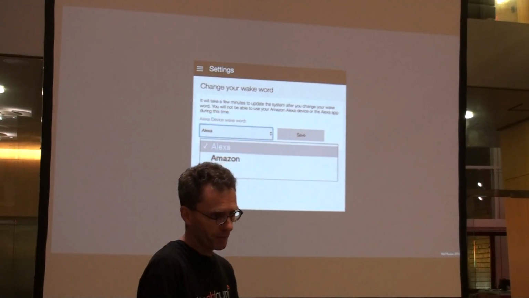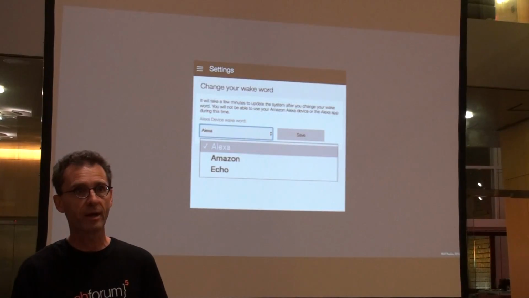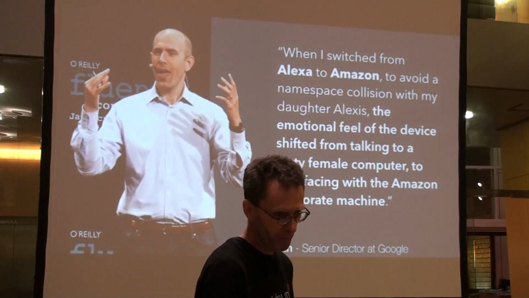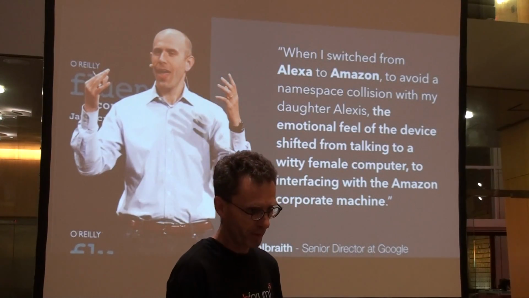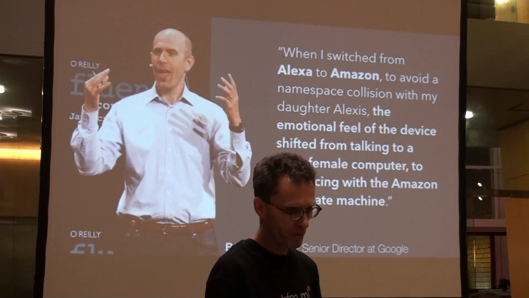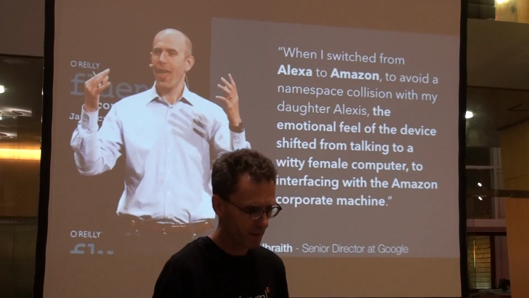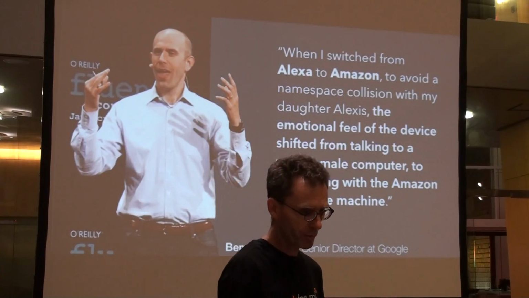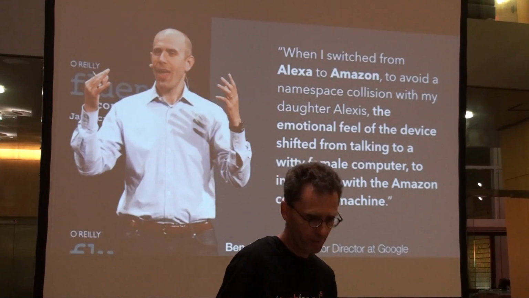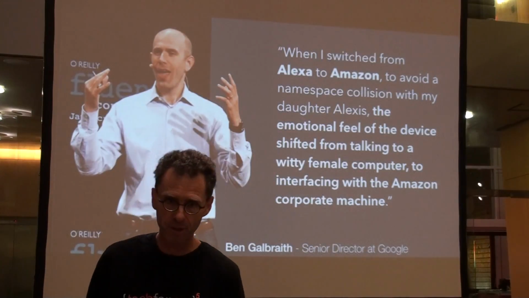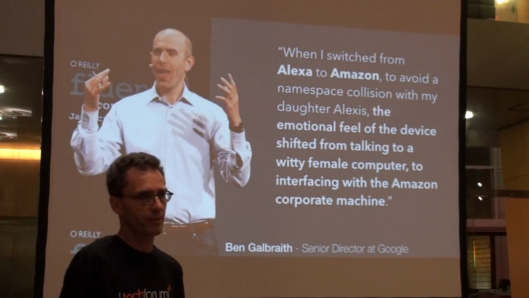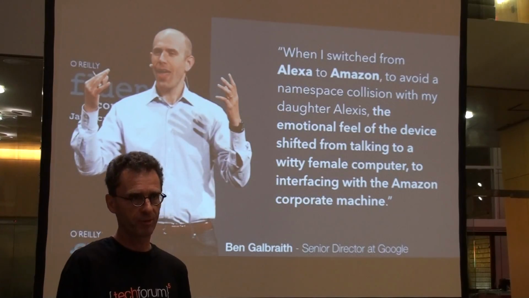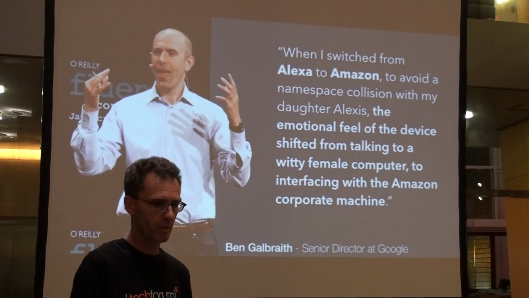So I told you earlier, you can select Alexa, Amazon, or Echo as your wake-up word. And here's what a good friend of mine told me. When I switched from Alexa to Amazon to avoid a namespace collision with my daughter Alexis, the emotional feel of the device shifted from talking to a witty female computer to interfacing with the Amazon corporate machine. So only a guy from Google, of course, would call that a namespace collision, but it still tells you something, right? Giving it this female name Alexa makes it somehow more personable than calling it Echo or even worse, Amazon.